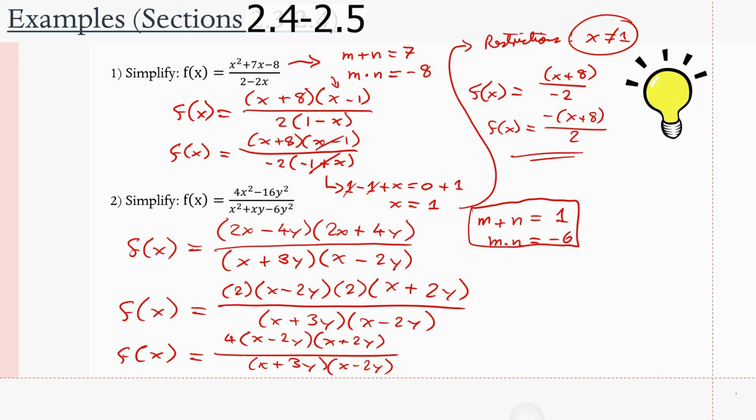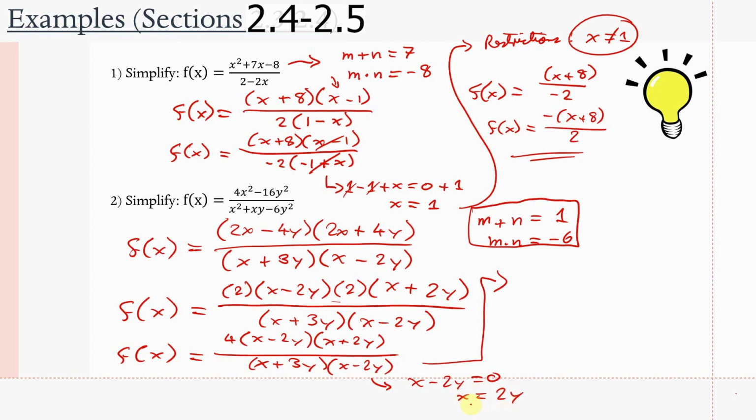So all we did was common factor out a 2 from here and a 2 from here, and then multiply the 2 to get 4. Okay, so we bring it over here. And in this case, because we have two variables, we can't really find the numerical values of the restrictions. We can say that if x minus 2y has to equal 0 for a restriction, we can add 2y to each side and say that x equals 2y. So we can get the restrictions in terms of y or in terms of x.